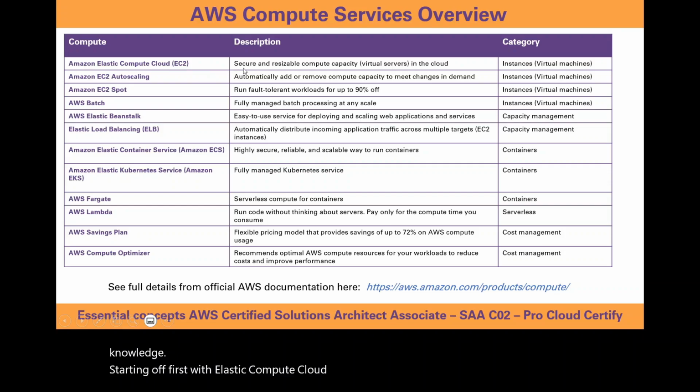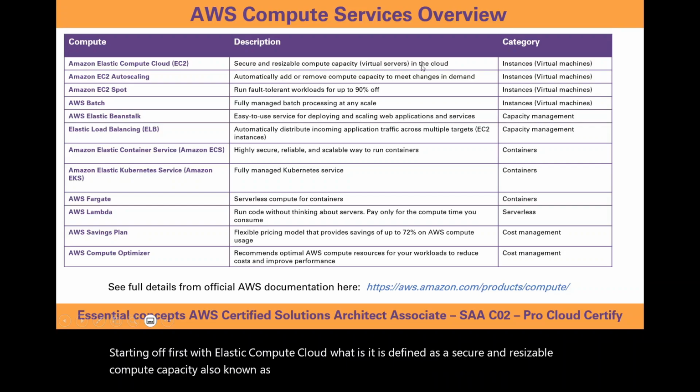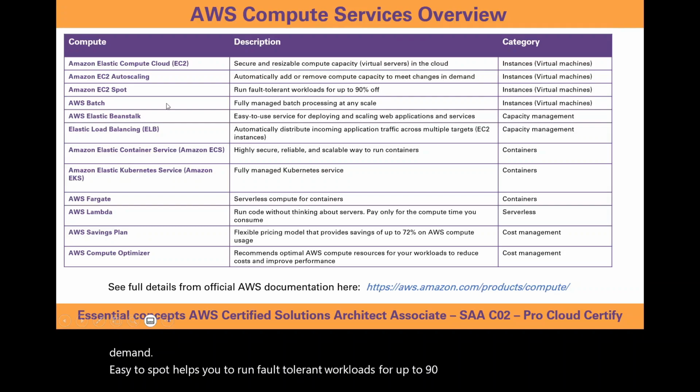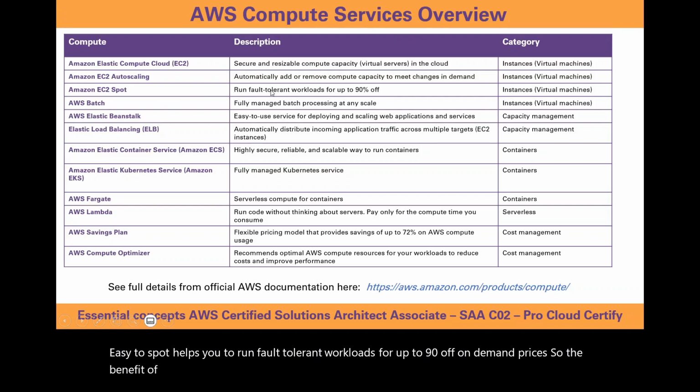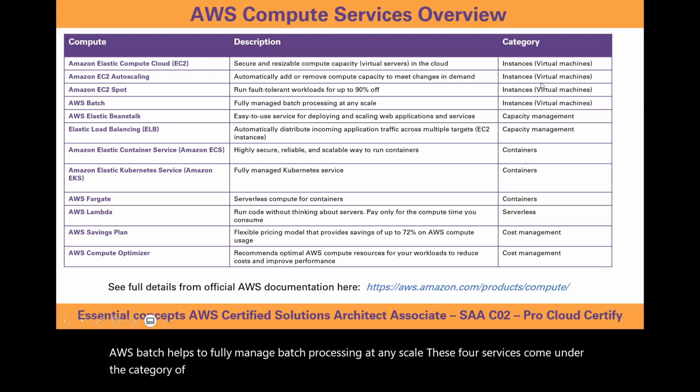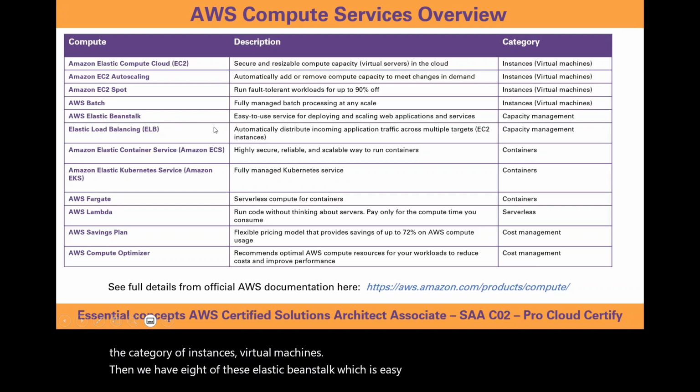What is it? It is defined as secure and resizable compute capacity, also known as virtual servers in the cloud. EC2 Auto Scaling helps to automatically add or remove compute capacity to meet changes in demand. EC2 Spot helps you to run fault-tolerant workloads for up to 90% off on-demand prices. So the benefit of EC2 Spot is more from a cost efficiency perspective. AWS Batch helps to fully manage batch processing at any scale. These four services come under the category of instances/virtual machines.